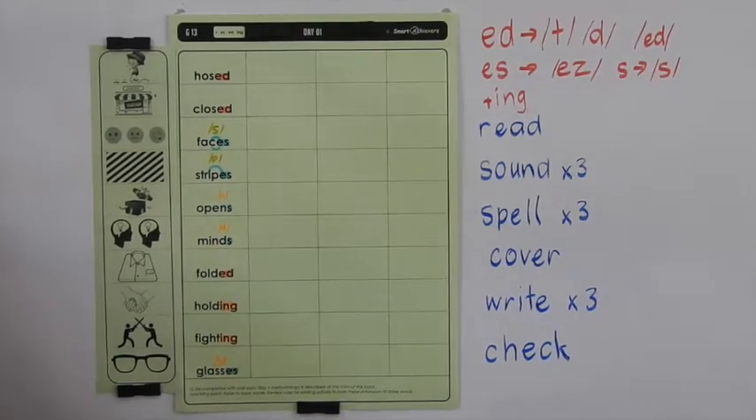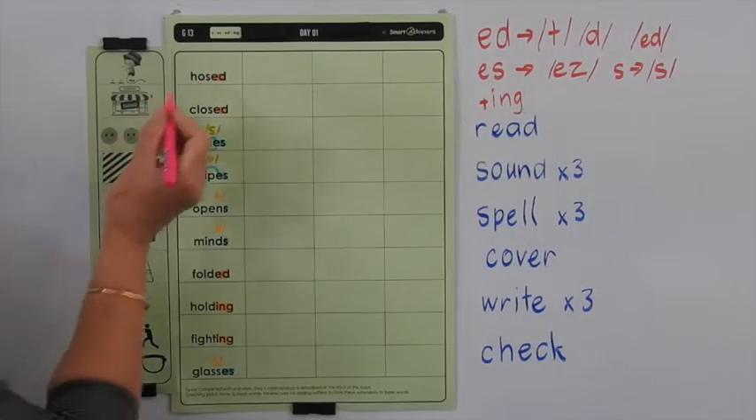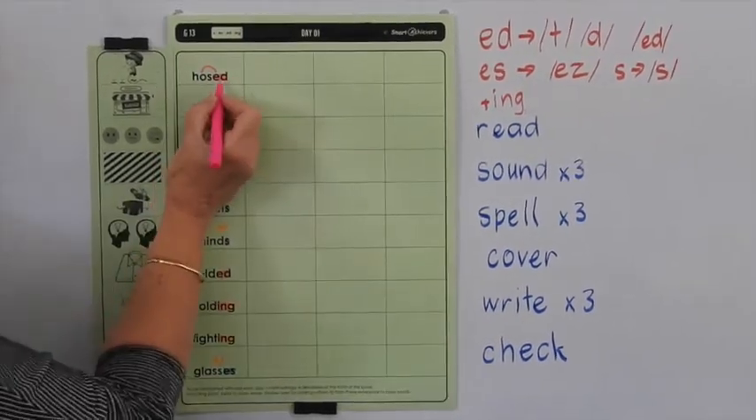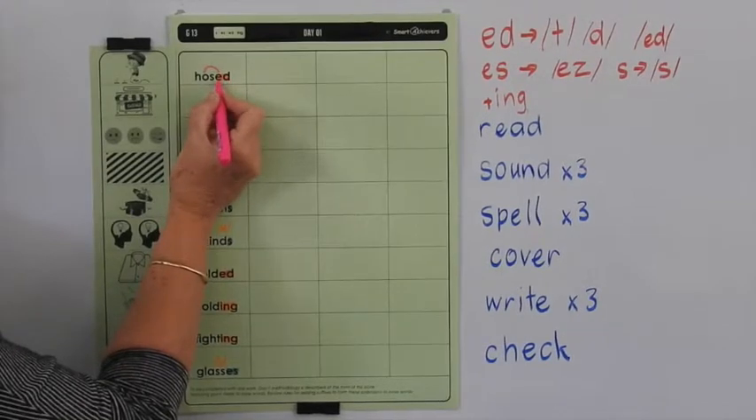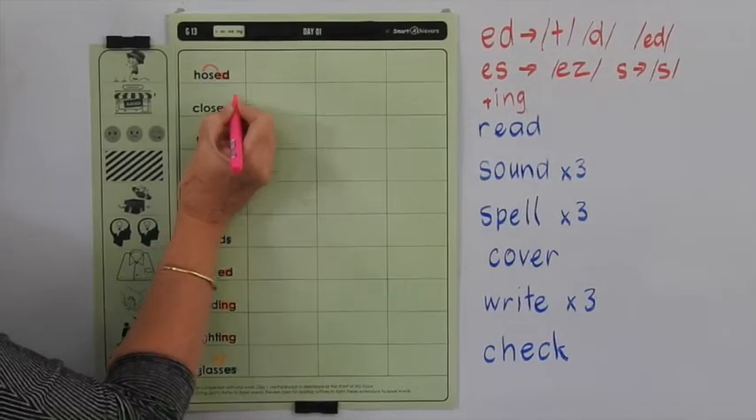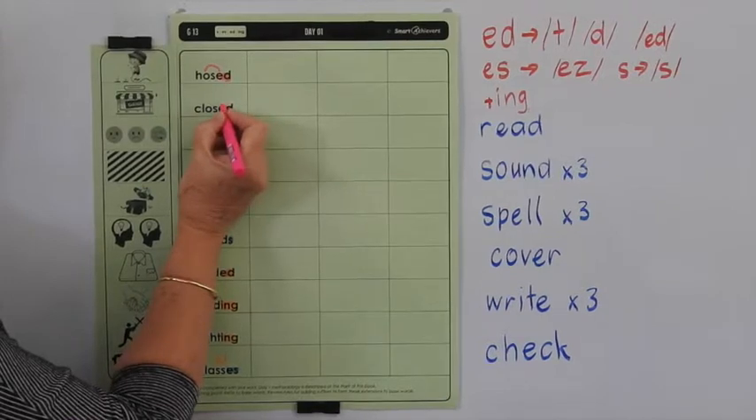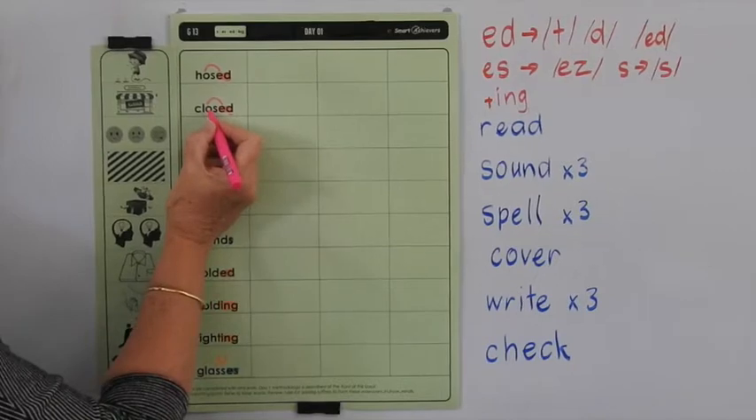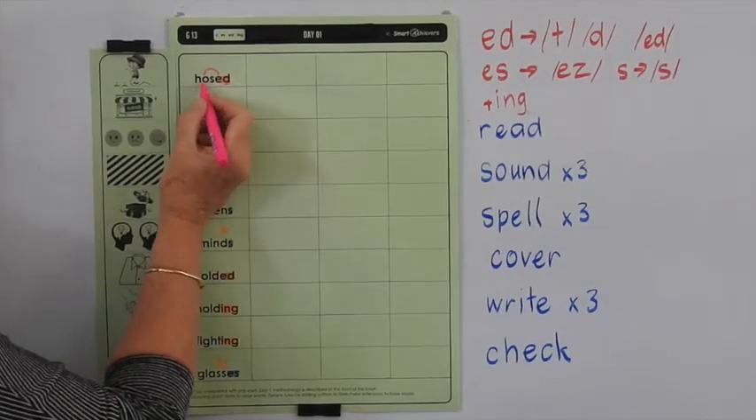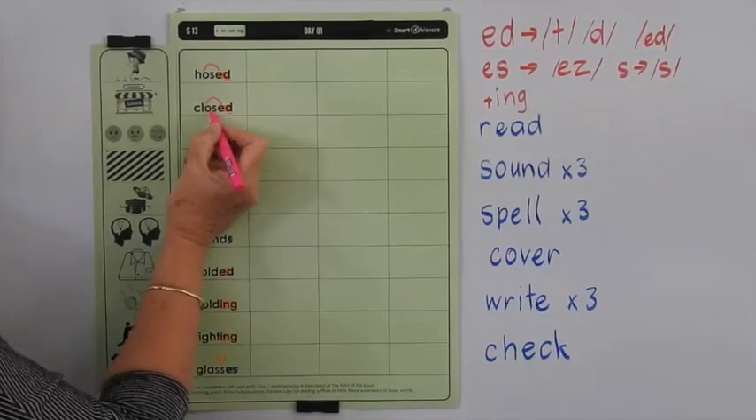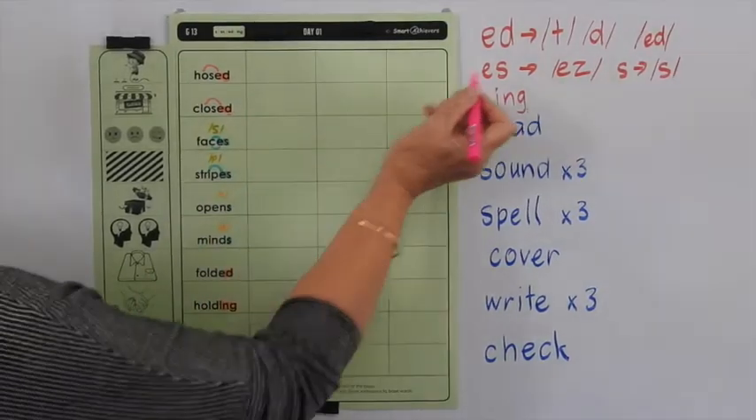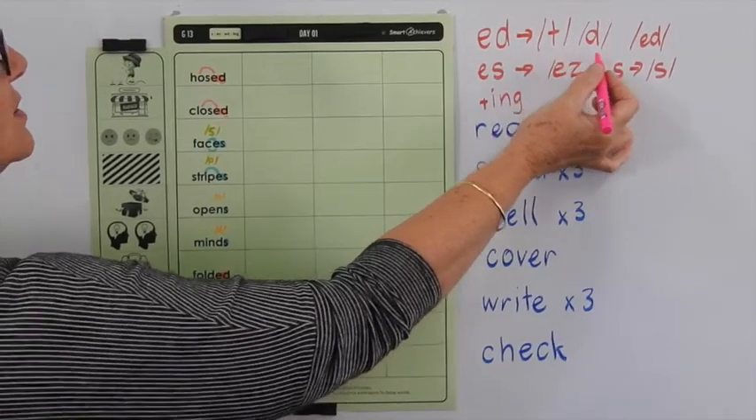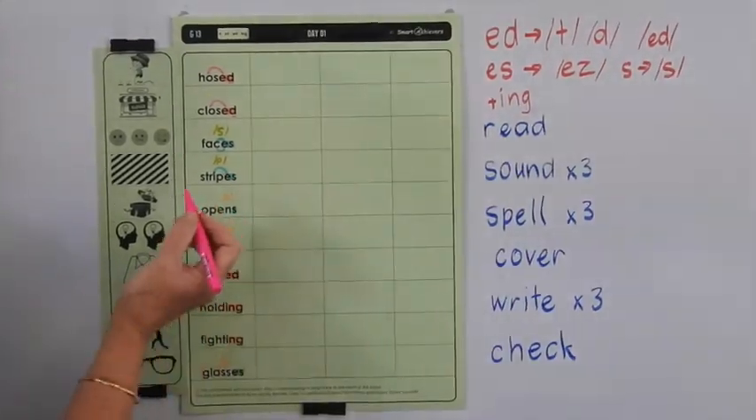So here we've got hosed, and because the E is already there making the previous O long, we only have to add the D. We don't add another E, we only add the D here. So the same happens in closed. The E is there to make the previous vowel long. So if you listen to this, hosed, closed, it's making its d sound, so we need no ed at the end of a word can make three different sounds, t, d, or ud. So listen to those very carefully.